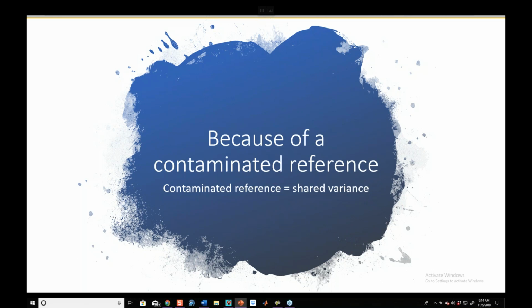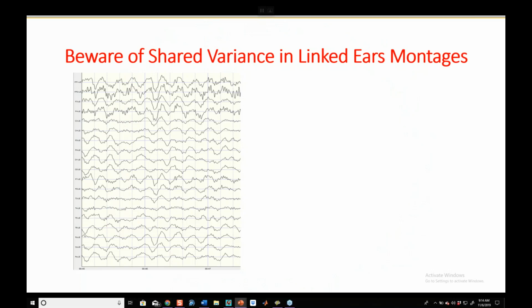When we have a contaminated reference, which I'll explain in a moment what it means, we have what's called shared variance. And shared variance is essentially something that is taking the same waveform and smearing it through all of the data, smearing it through every channel due to common mode rejection. So you'll see on the left we have each electrode compared to the linked ears. And we have a very uniform looking EEG where everything's moving up and down in large part in synchrony.